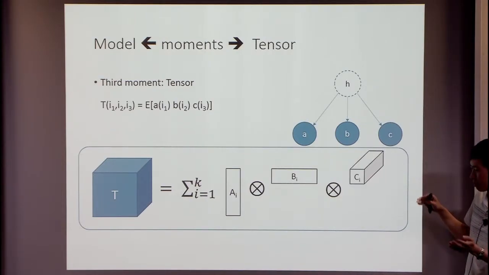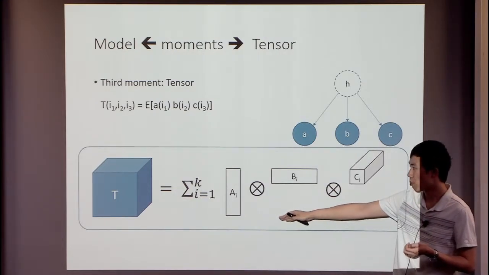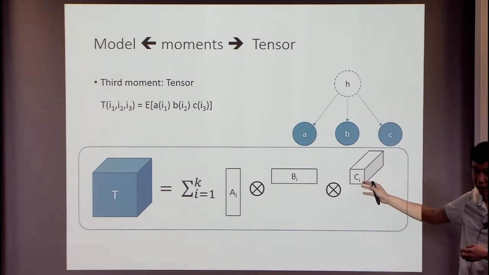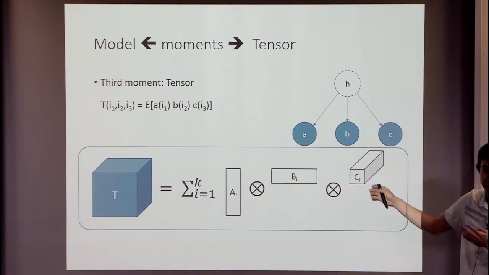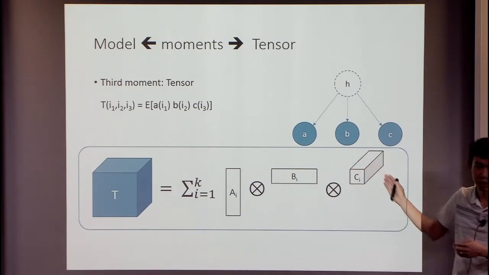From now on, for simplicity, I will just drop the weights and assume all the weights are 1. In that case, this third order moment, the tensor, will really be equal to the sum from i from 1 to k, a_i tensor b_i tensor c_i. Recall these a_i, b_i, c_i are conditional expectations for these three views.